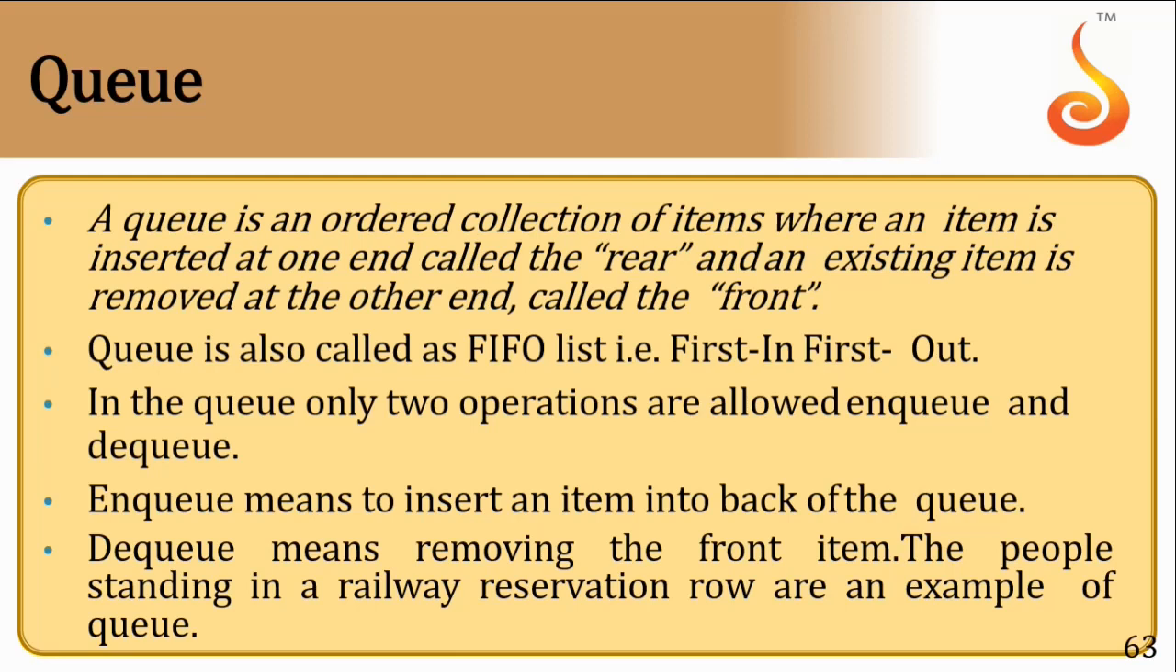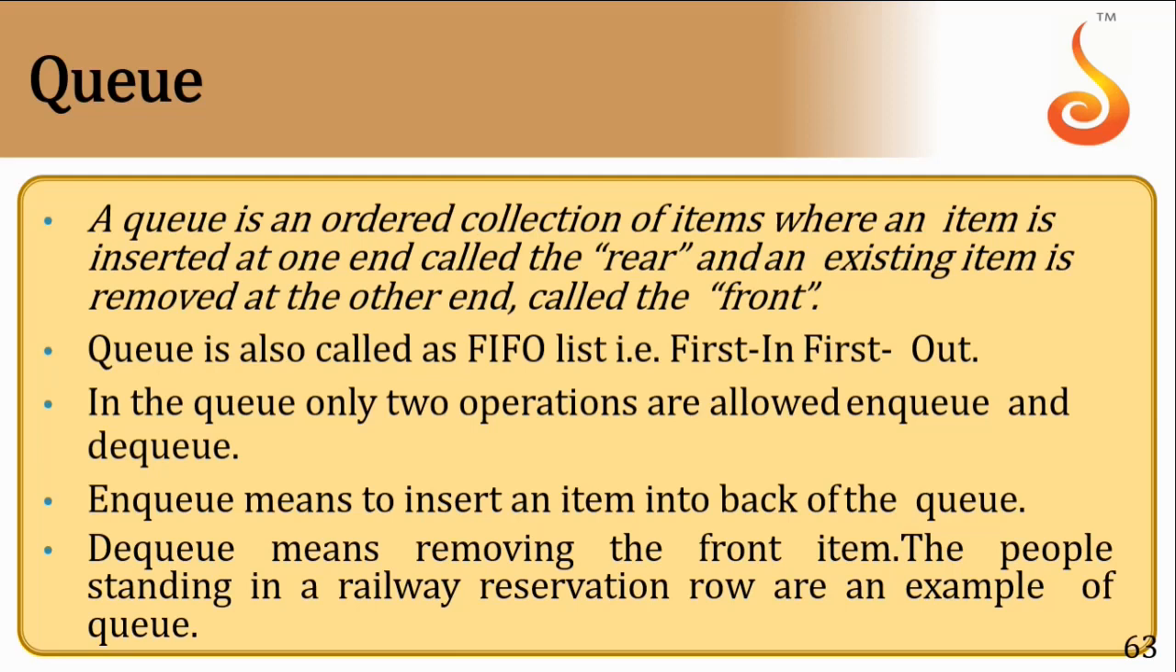Whereas a queue is a linear data structure in which the elements can be inserted from one side of the list, called the rear. So in a queue, it's a linear data structure. Again, the elements can be inserted from one side of the list, called the rear, and the elements can be deleted from the other side, called the front.